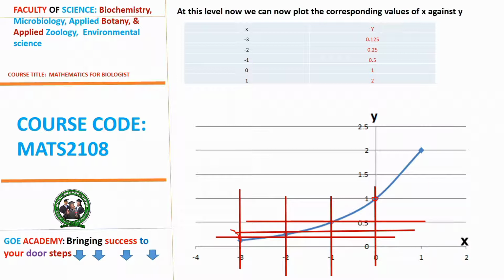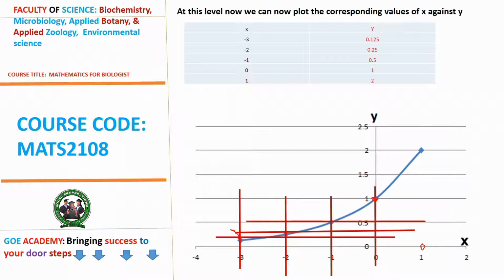And note that if x is instead 1 and y is 0, the point will be somewhere here. Okay, it's just a reverse kind of process. If x now becomes 1 and y is 0, the point will now be here. If x is 0 and y is 1, the point will be here. Okay, here.